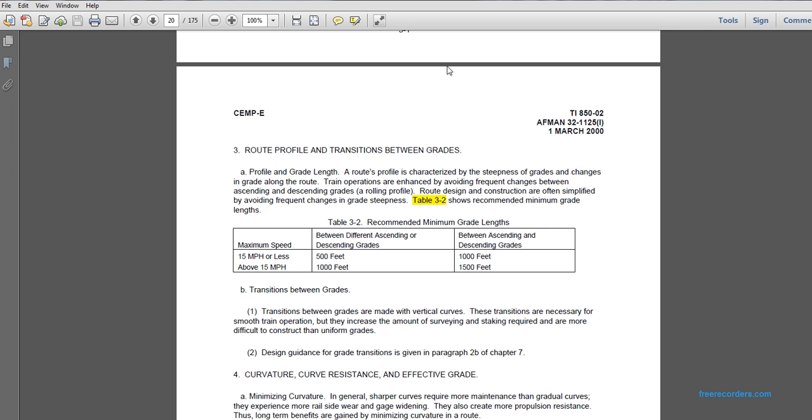B. The transition between the grades. Transitions between the grades are made with vertical curves. These transitions are necessary for smooth train operation. They increase the amount of surveying and staking required and are more difficult to construct than uniform grades. The design guidance on grade transition is given in paragraph 2b of Chapter 7.